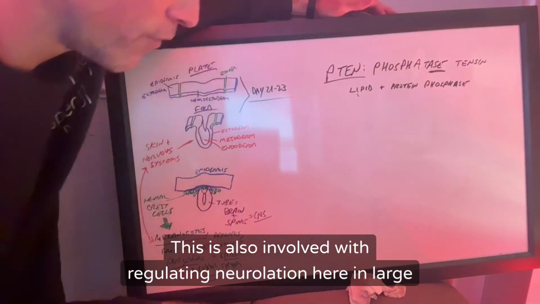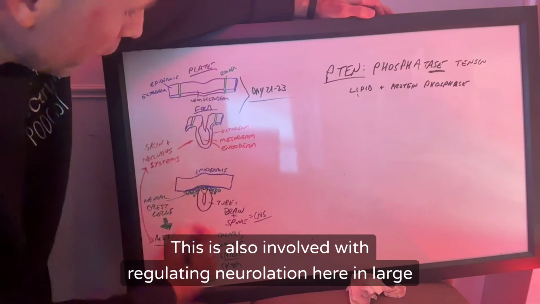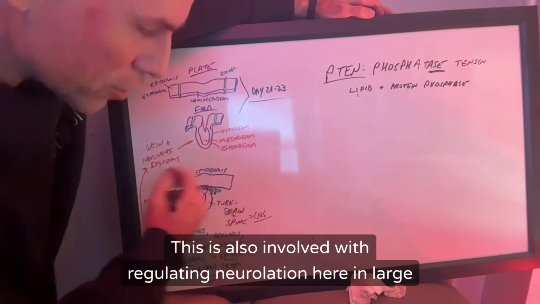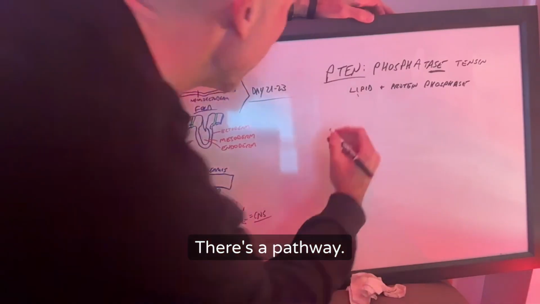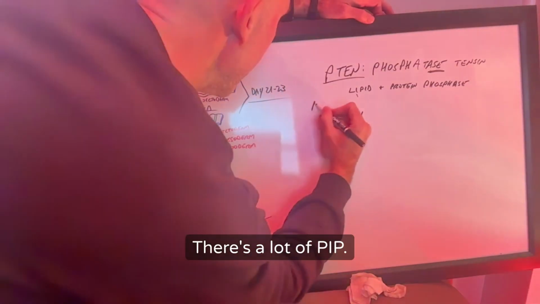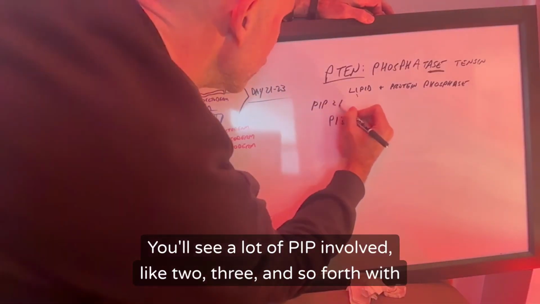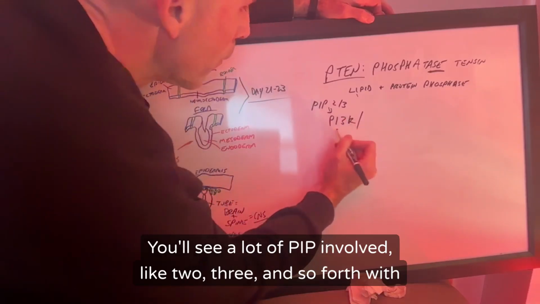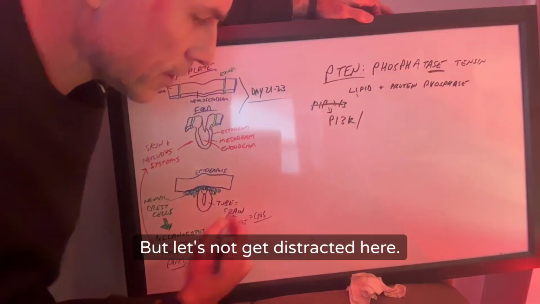This is also involved with regulating neurulation here, in large part. Okay, there's a pathway, let me see. Yeah, there's a lot of PIP. You'll see a lot of PIP involved, like PIP2, PIP3, and so forth with this. But let's not get distracted here.